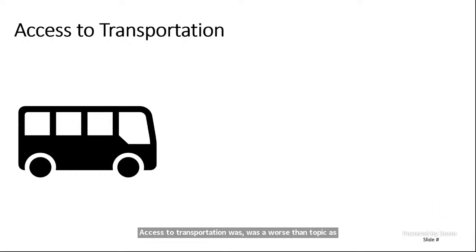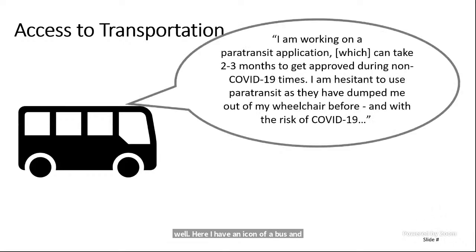Access to transportation was a worsened topic as well. Here I have an icon of a bus. And this first participant said that I am working on a paratransit application, which can take 2 to 3 months to get approved during non-COVID times. So in other words, they're waiting a long time for their paratransit application. I am hesitant to use paratransit as they have dumped me out of my wheelchair before. And this kind of echoes some of the research material that was presented from Elena earlier. And then with the risk of COVID-19, this participant really didn't want to take public transportation.